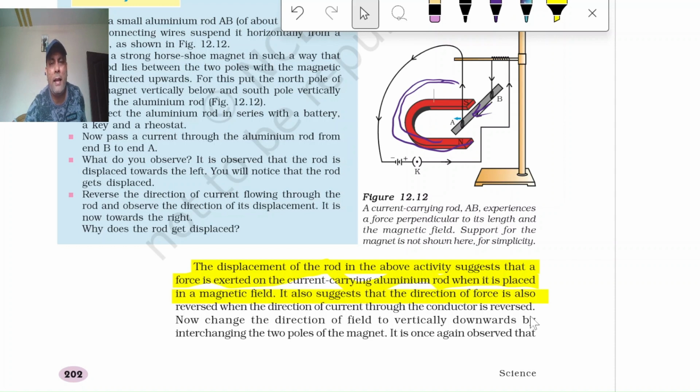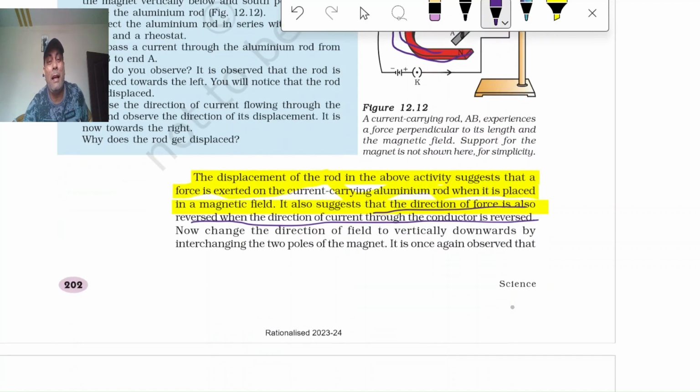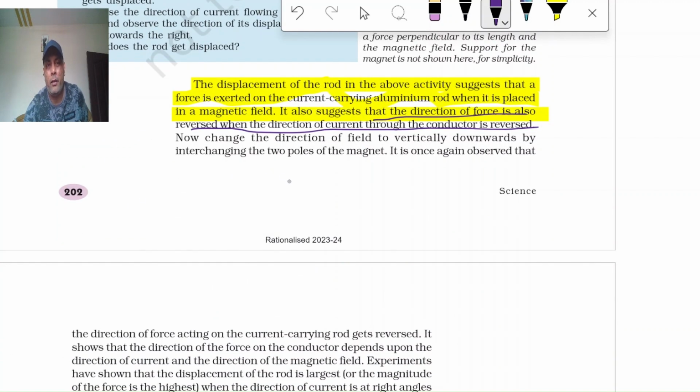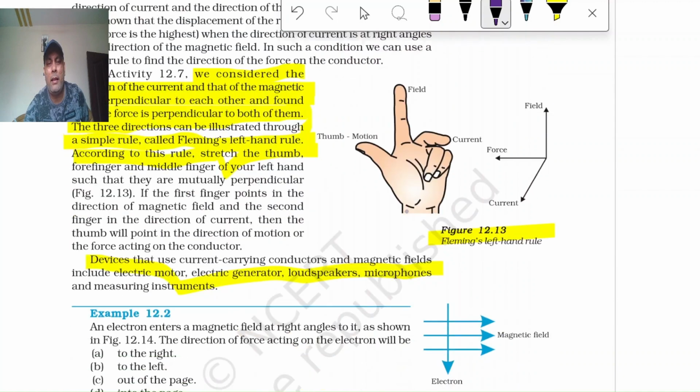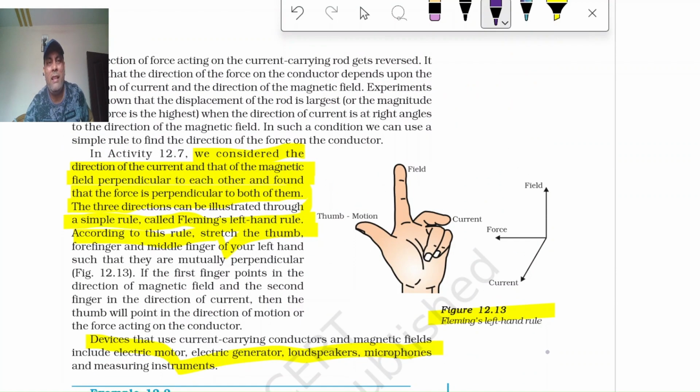It also suggests that the direction of the force is reversed when the direction of the current through the conductor is reversed. So that is the point I am talking about. The direction of the force reverses when we change the direction of the current. That we have already discussed when we applied the compass near the current carrying conductor. Now change the direction of the field and everything will change. So this explains Fleming's left hand rule. We consider the direction of current and the magnetic field perpendicular to each other.